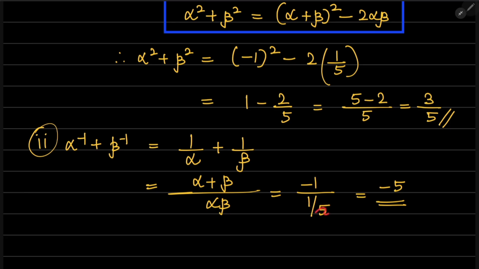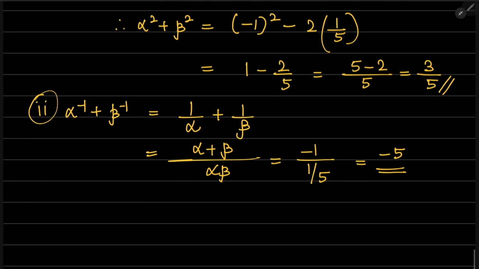Here, if you have the fraction in the denominator, it will go to the numerator and get multiplied. So this is nothing but minus 1 multiplied by 5 by 1, which is nothing but minus 5. This is your answer.